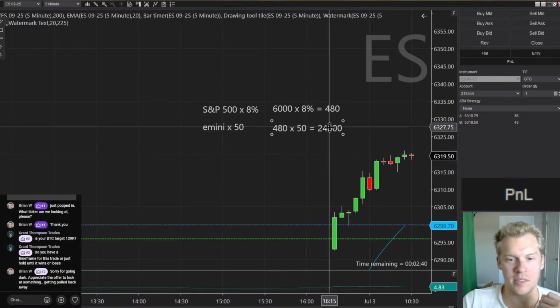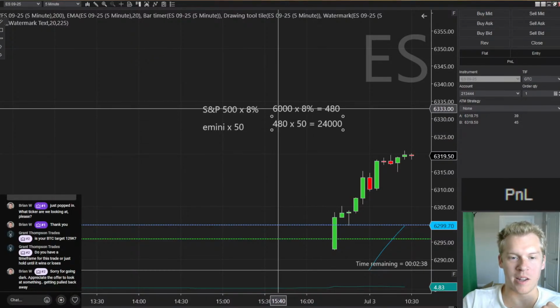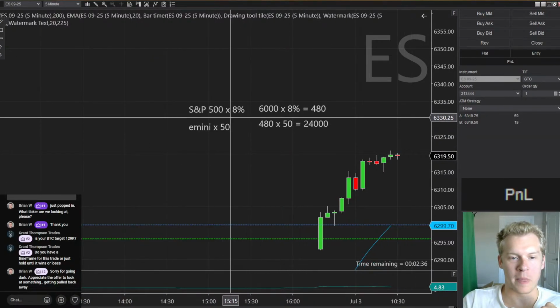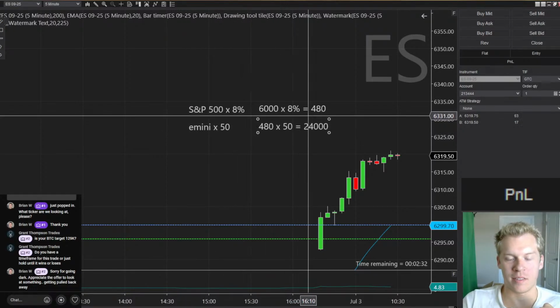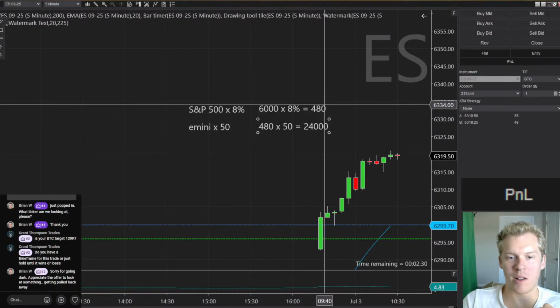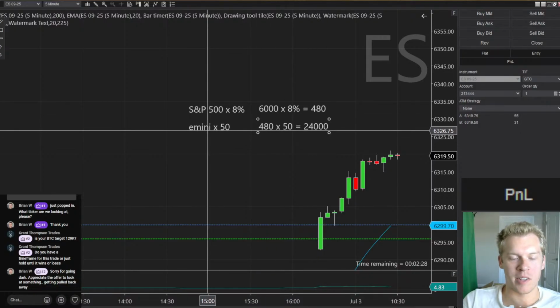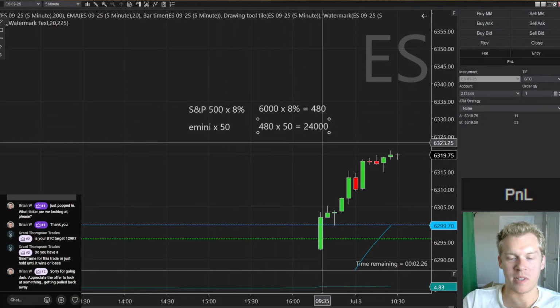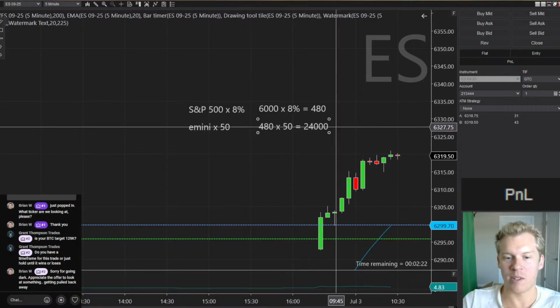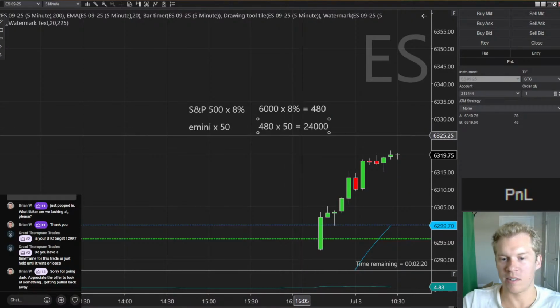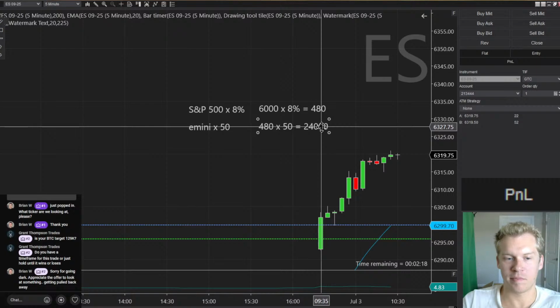So this is your difference. If you were to buy the S&P 500, you would expect your return to be $480. Versus if you buy the E-mini, it's leveraged by 50, so you'd expect your return to be $24,000. So if you bought one contract and held it for the year.